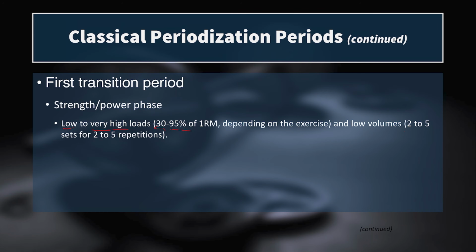And we train with low volumes, 2 to 5 sets of 2 to 5 repetitions. And we want lower volumes because we want the fatigue that was generated during the preparatory period to really start to dissipate. Remember the fitness fatigue paradigm. Preparedness is maximized when fatigue dissipates, but fitness remains high.